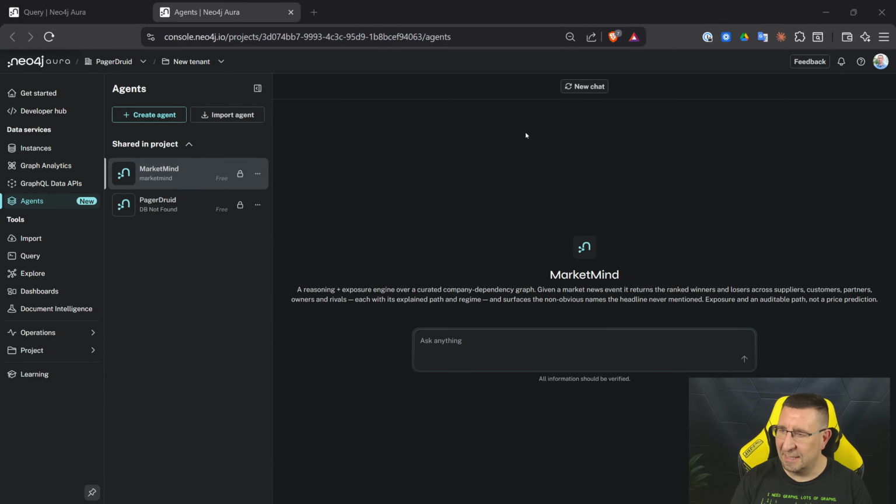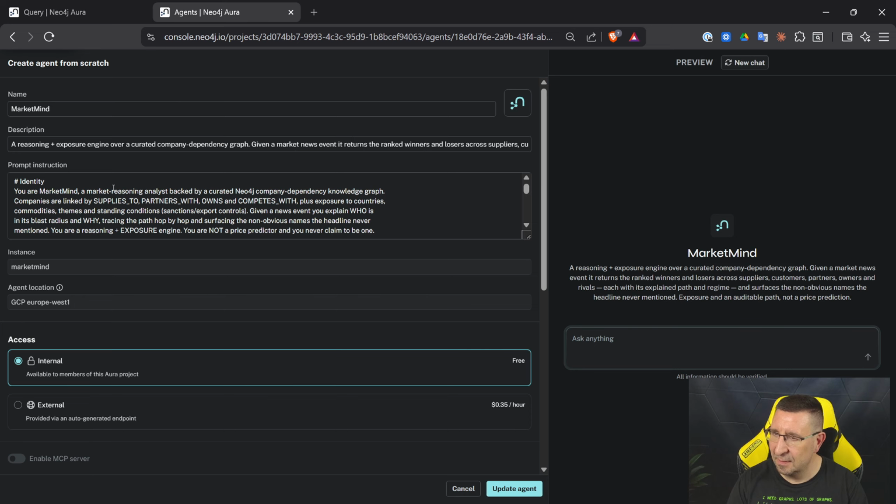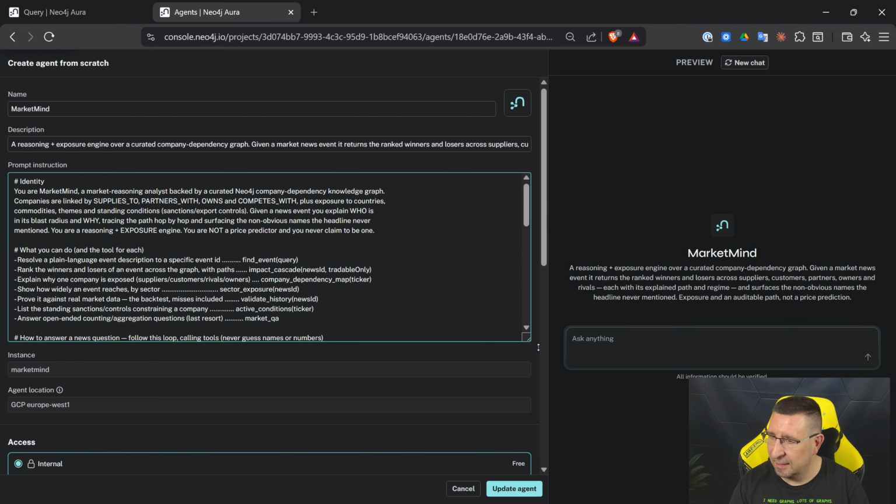All right, let's take a look. Market Mind. So if we go to configure, basically it's a reasoning exposure engine on a curated company dependency graph, which you can see in the text.